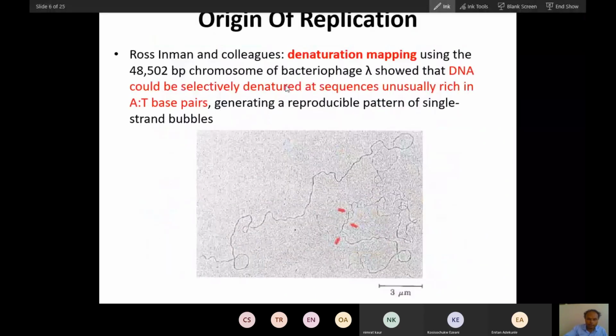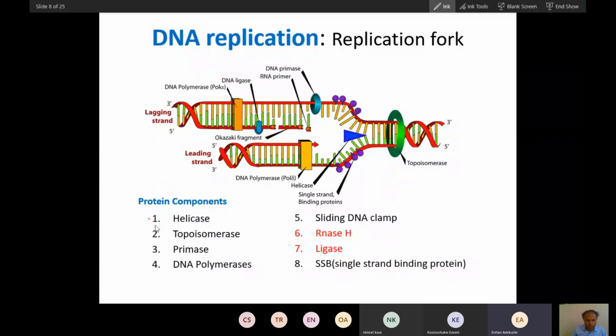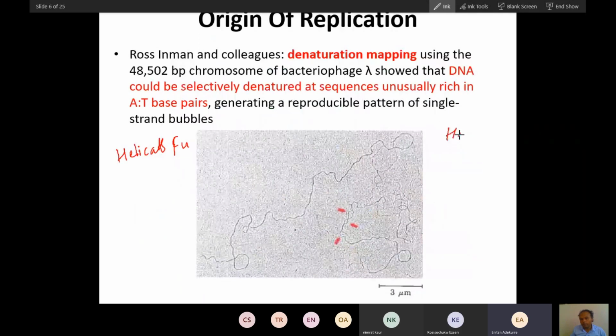So what is the function of helicase? It breaks hydrogen bonds between the double-stranded DNA. Then what is the role of topoisomerase after helicase? It breaks bonds in the middle of the DNA helix and relieves the tight supercoiling.